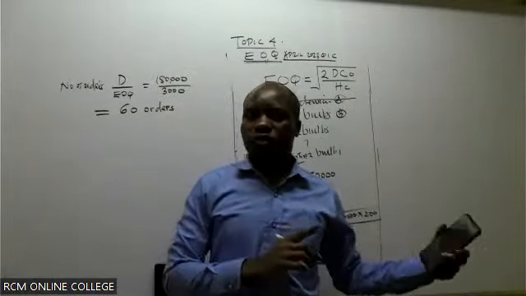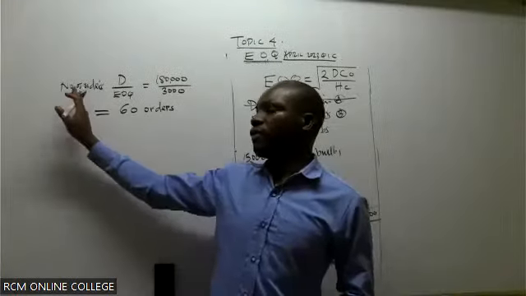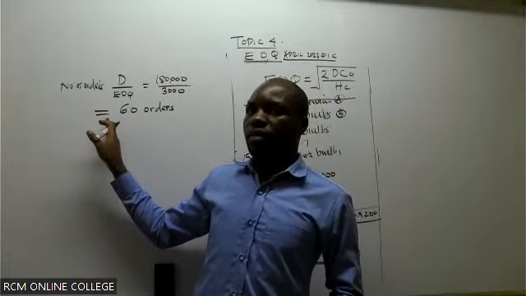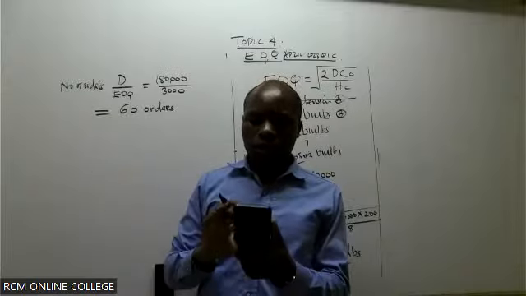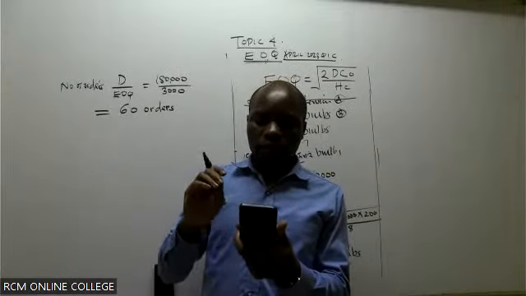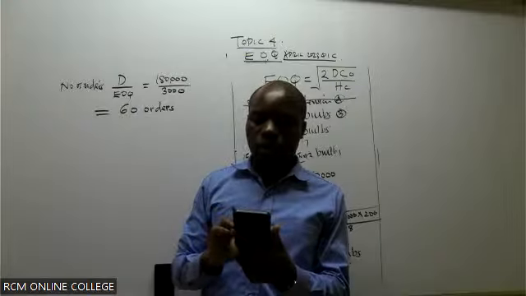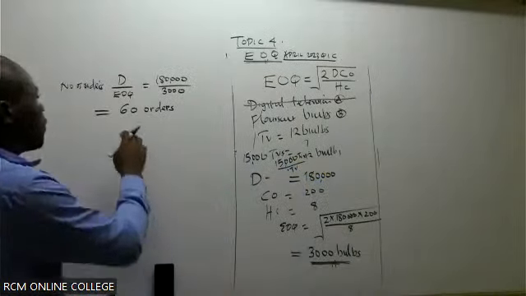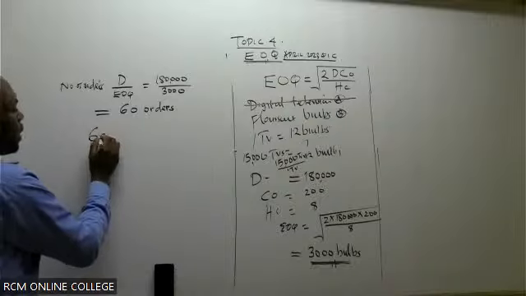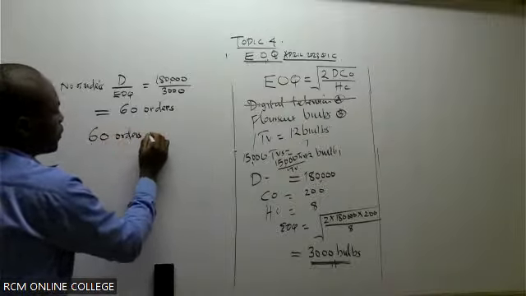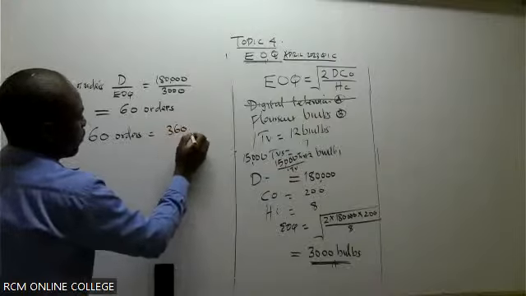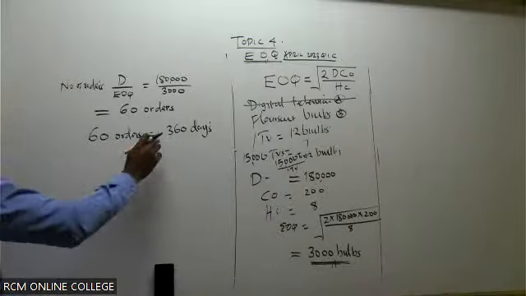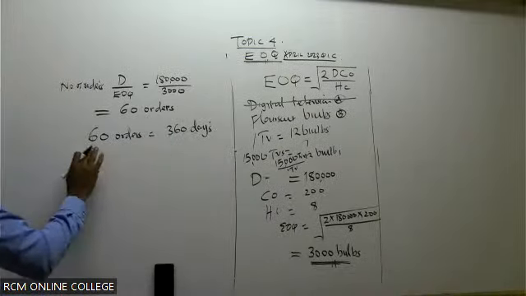The last two questions that we've been able to do were asking us the number of orders, or the frequency. But now, look at the question. They're asking us the number of times per year the bulbs will be ordered, assuming 360 days in a year. So 60 orders is equal to 360 days. For the entire year, for the 360 days, they are making 60 orders.